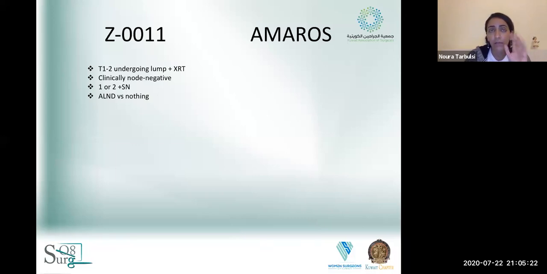And then they get randomized either to dissection versus nothing. So T1, 2, and 1 to 2 sentinel nodes positive. So 1, 2, 1, 2. All right. So small tumors that are going to undergo lumpectomy and will have radiotherapy, and they will get sentinel. Even if they have 1 or 2 positive sentinels, they will be randomized to dissection or nothing at all.